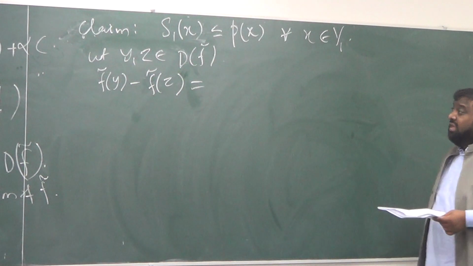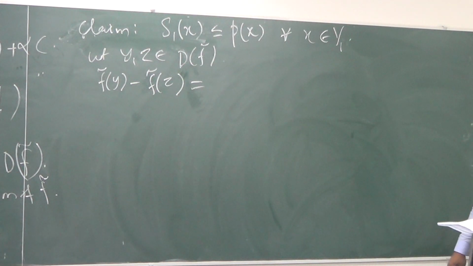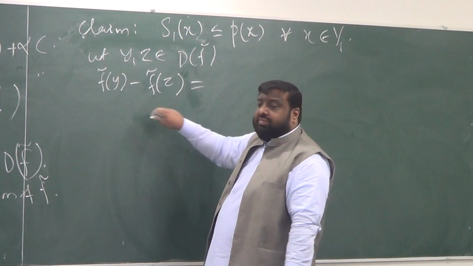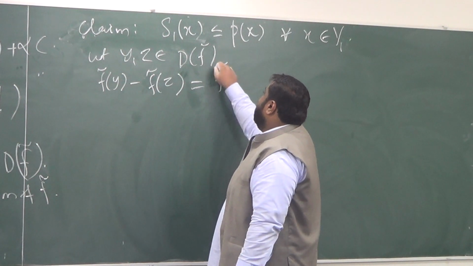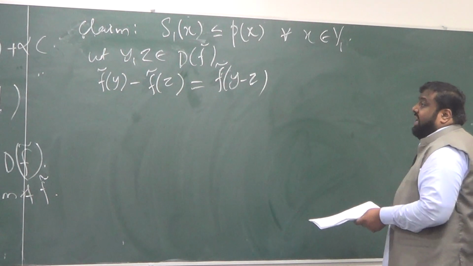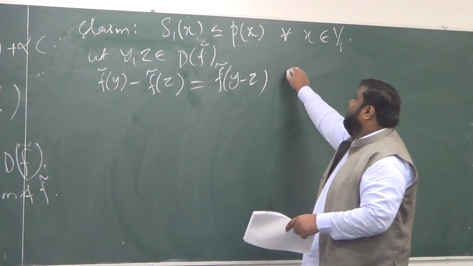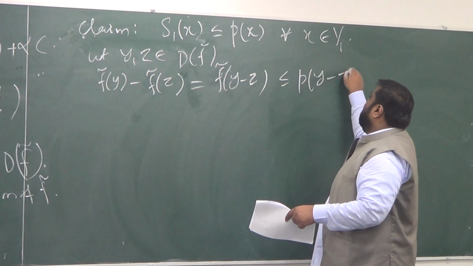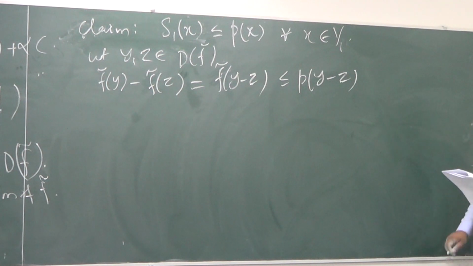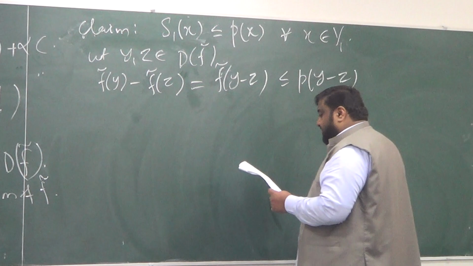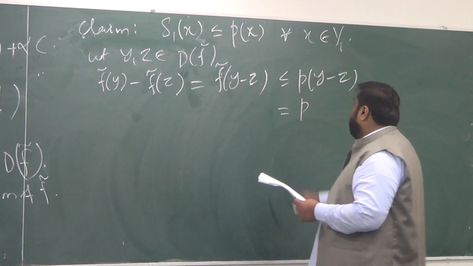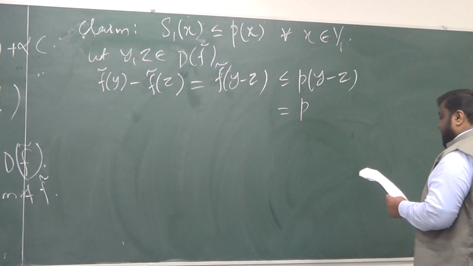Okay? So since it is linear, f tilde is linear, so I can write that f tilde of y minus z, and I know that f tilde is from E, so this condition is satisfied, P of y minus z. Agreed? But P is sublinear, and I'm going to use sublinearity.